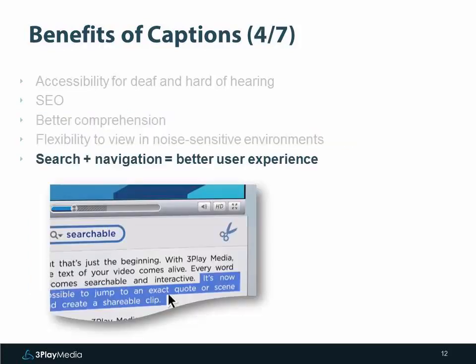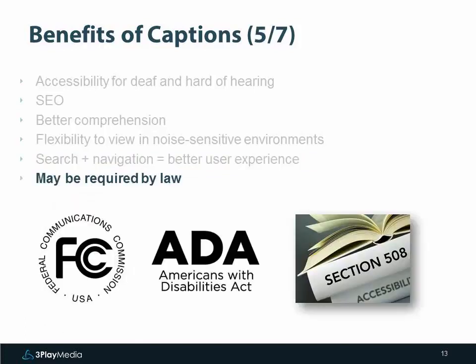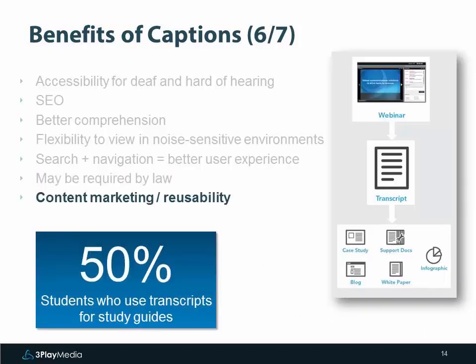The other benefit is that it's possible to use transcripts and captions to make the video more searchable and interactive and more engaging. And we make a number of tools that work with the video for that very purpose. Captions may be required by law. We'll talk more about that in just a minute. Captions and transcripts also make the content a lot more reusable. So a couple of examples here.